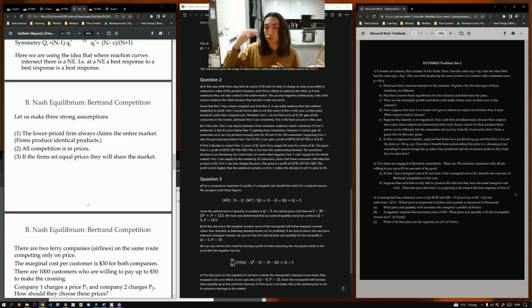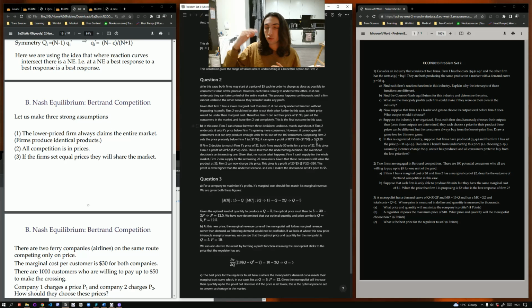To undercut, you'd get all 80 customers, but you'd have to charge less than $2. Let's say that firm 2 is charging $1.99. If firm 2 charges $1.99, we have 80 times $1.99 minus its marginal cost times 80, because it's producing 80 units for a marginal cost of $1. So this gives it, in total, $79.20. That's its profit. Now, that's good, but what else can we do?